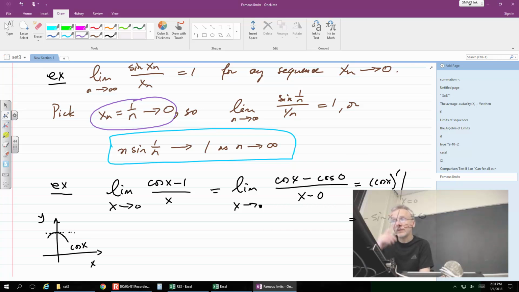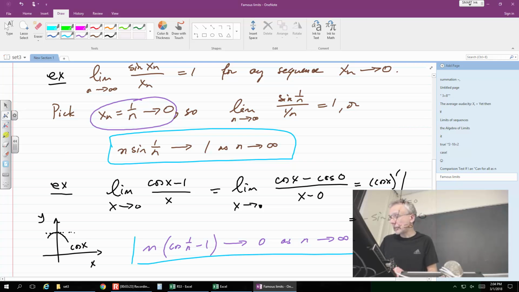Specifically, the next step was picking the sequence x_n equal to 1 over n, so as to produce a more specific formula for the limit, and since the limit is the same, we know the answer. And right now we just do the same thing for the second limit, so it will be very similar. Cosine of 1 over n minus 1 goes to 0 as n goes to infinity. So that is another limit to remember.